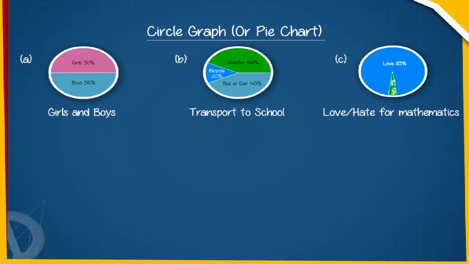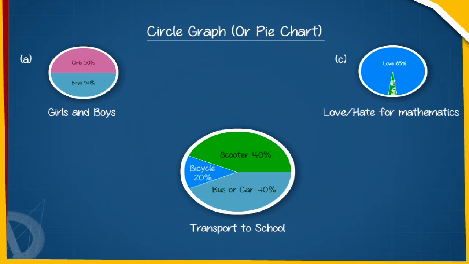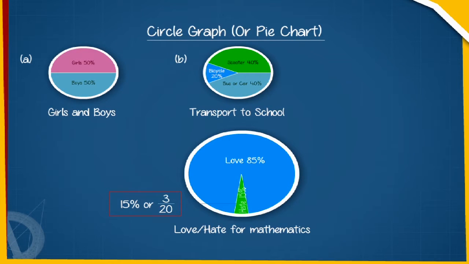Let us consider an example. Each of these pie charts gives you a different piece of information about your class. Find the fraction of the circle representing each of these pieces of information. A. 1/2 of the circle represents boys and the other half of the circle represents girls. B. 20% or 1/5 of the circle represents bicycle. 40% or 2/5 represents scooter, and the remaining 40% or 2/5 represents bus or car. C. 15% or 3/20 represents hate for mathematics, and the remaining 85% or 17/20 represents love for mathematics.